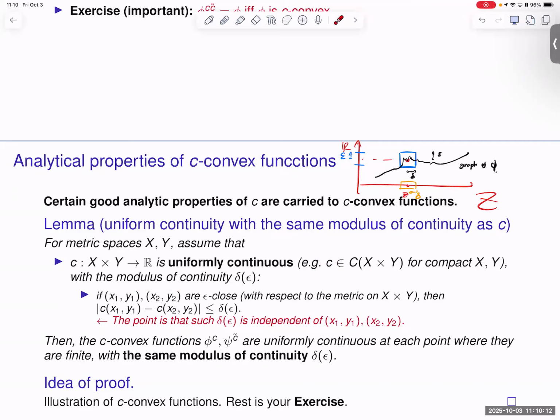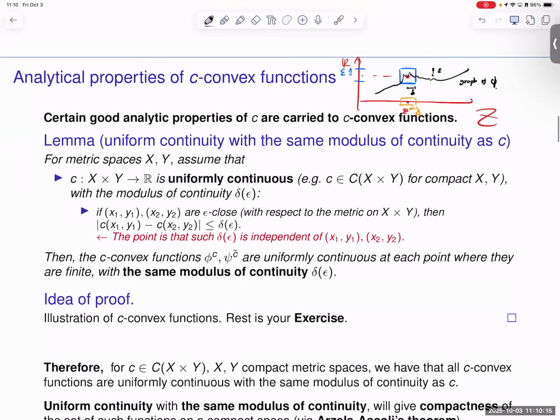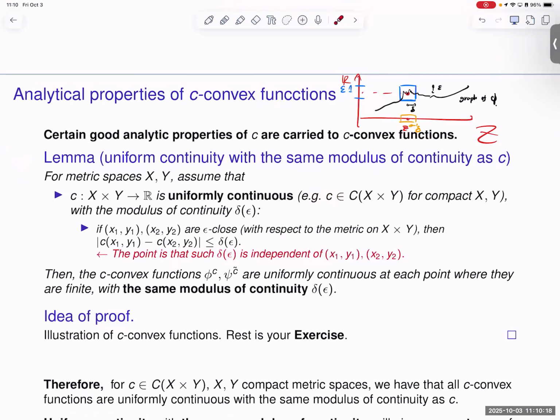In particular, if you consider only this C Legendre transform, so this phi C is a function of Y, then if your C as a function of X is uniformly continuous in X, then the corresponding Legendre transform is uniformly continuous, and it shares the same modulus of continuity. What is modulus of continuity? It is just, given an epsilon, what can your delta be? That is modulus of continuity.